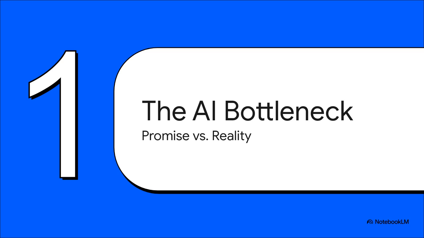So let's start with the big promise of enterprise AI. It's something called retrieval augmented generation, or RAG as everyone calls it. And the idea is pretty simple. Connect an AI to all your internal files and boom, you get accurate answers. The problem? There is a massive gap between that awesome promise and the messy reality of the documents we all work with every single day.